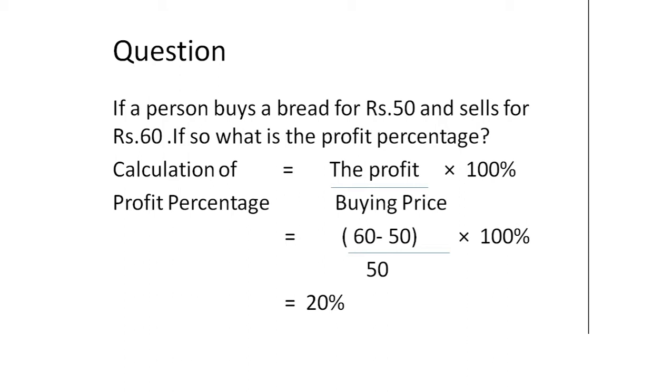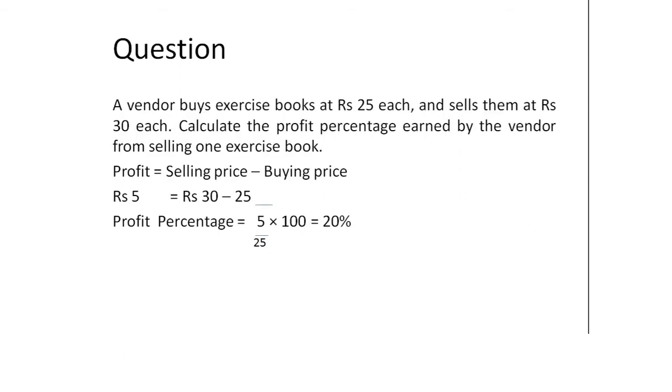If you want to convert a fraction into a percentage, we know that the fraction multiplied by 100% gives you the percentage. So 10 over 50 multiplied by 100%, 20%. Next question.